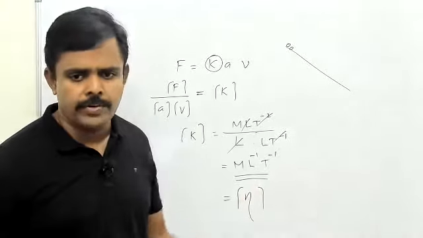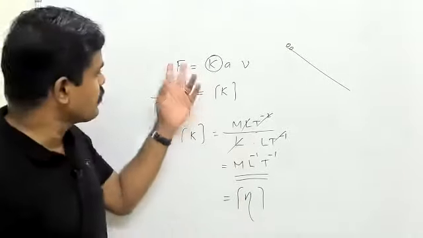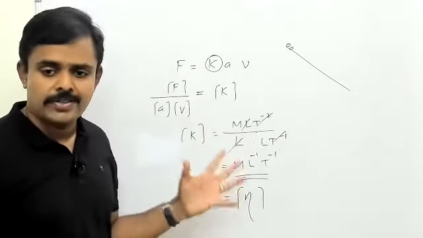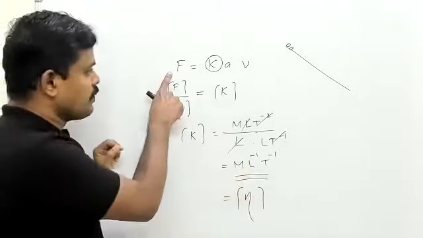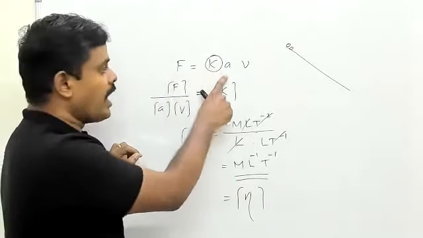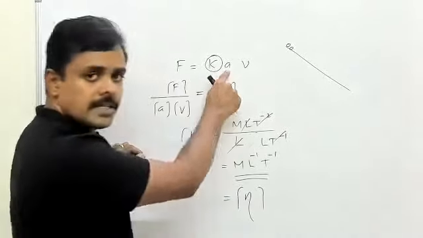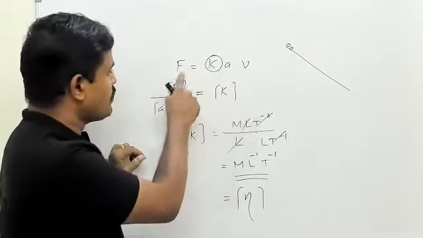But forget about it, you won't need it. They are actually talking about viscous force here. Viscous force is yet another force anyway. Viscous force is given by K into A into V. They have specifically mentioned that A is radius, V is velocity, F is force.